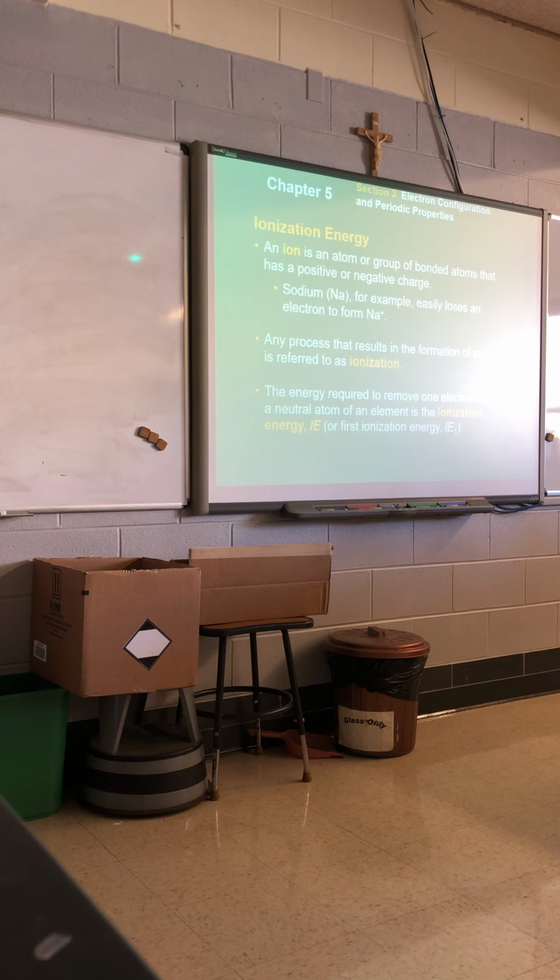Our next trend is going to be described by a concept called ionization energy. An ion is defined as something that loses or gains an electron, which means it has a positive or a negative charge when it does so. The process of creating an ion by either removing an electron or gaining an electron is referred to as ionization. And there's always energy involved in the creation of an ion. So whether we're trying to remove an electron or put an electron onto an atom, there is an amount of energy required to do that.